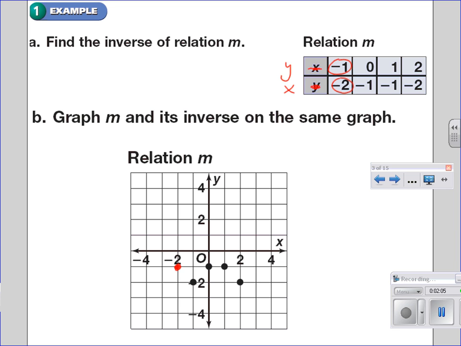Okay? X is now -1, y is 0, plot the point. X is -1, y is 1, plot the point. X is -2, y is 2, plot the point.